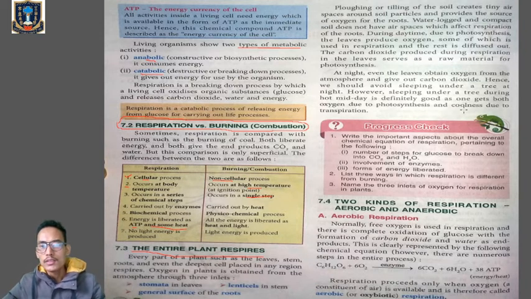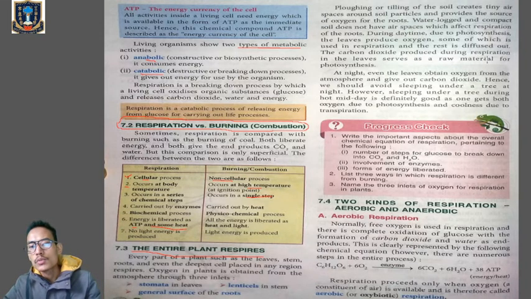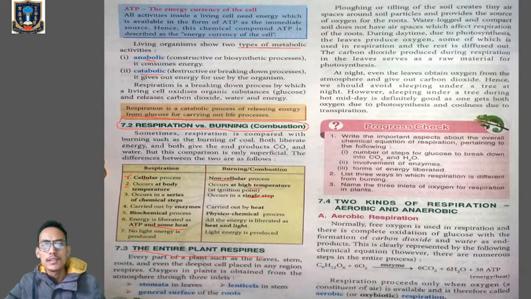Clear? You can see over here, ploughing or tilling of the soil creates tiny air spaces. That means when we are ploughing the soil or tilling the agricultural fields, tiny air spaces are produced in the soil, which helps the roots of the plant to absorb the oxygen.